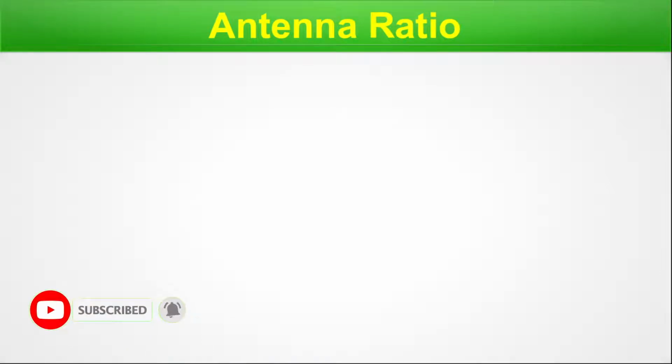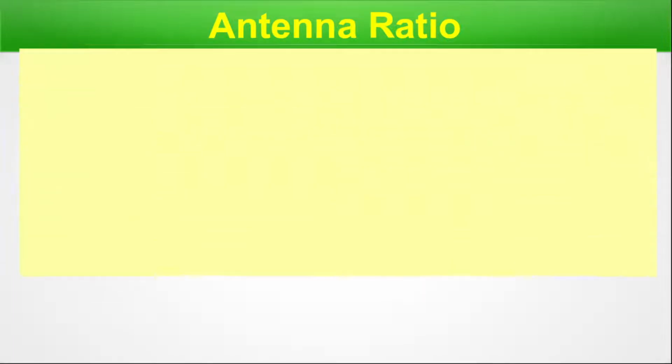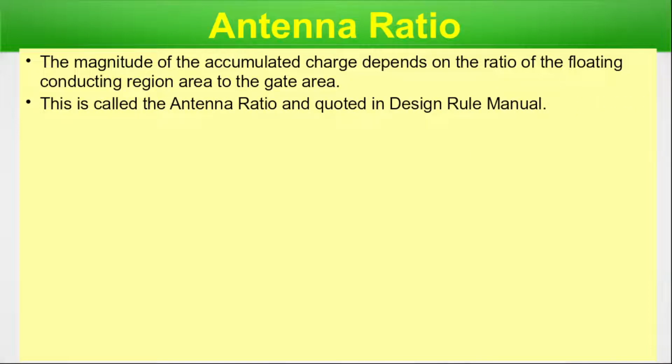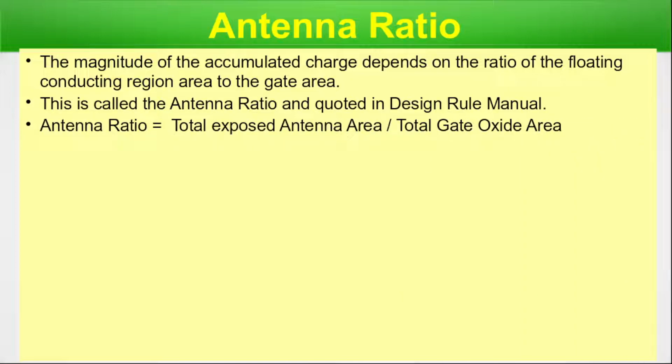Antenna ratio. This antenna ratio is a very important point, and you may get this ratio from your design rule manual, and it is very important for your antenna analysis. The magnitude of the accumulated charge depends on the ratio of the floating conducting region area to the gate area. This is called the antenna ratio and is quoted in the design rule manual. So the antenna ratio is equal to the total exposed antenna area divided by the total gate oxide area.